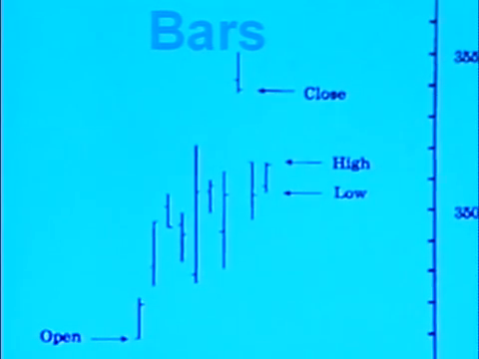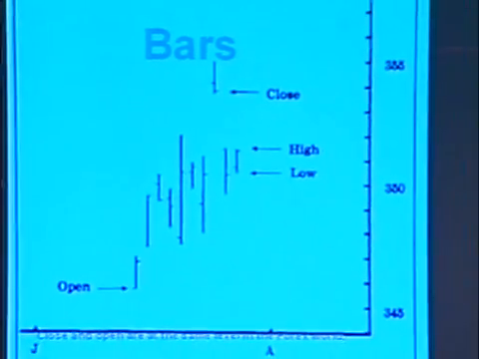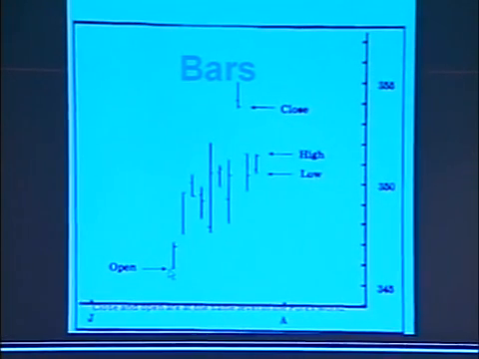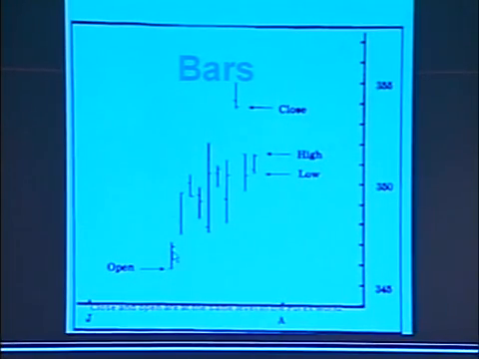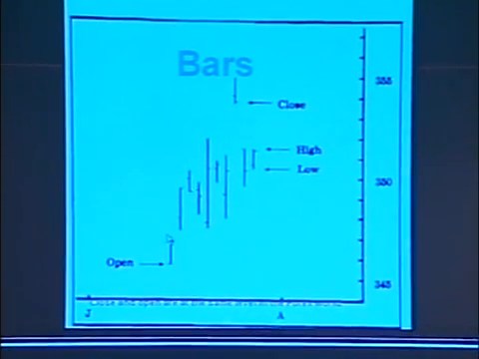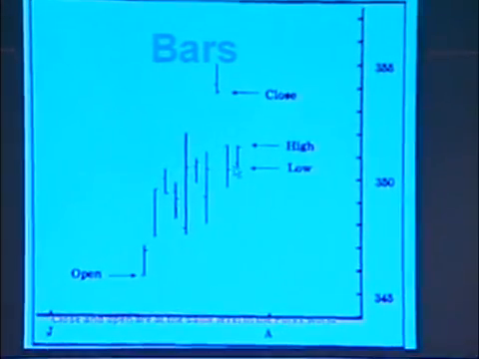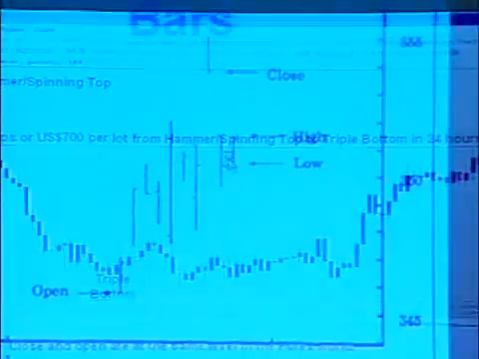Now this is for the stock world, but I just want to get a point across if you don't know how to read bars. When you see a bar, this tick on the left is the open, this tick on the right is the close, the low is the lowest part of that bar, and the high is the highest part of that bar. Okay? In the Forex world, the close and the open are the same, as you know.